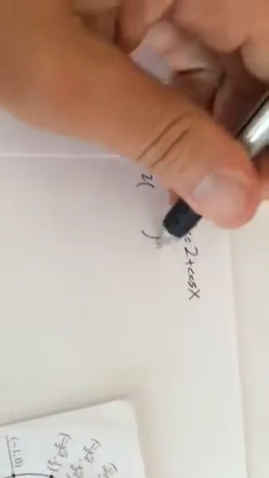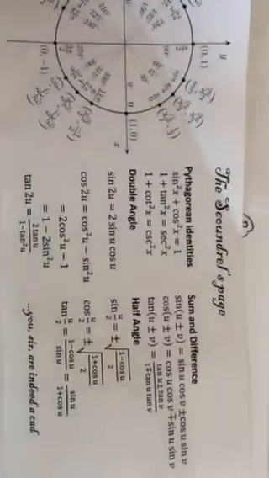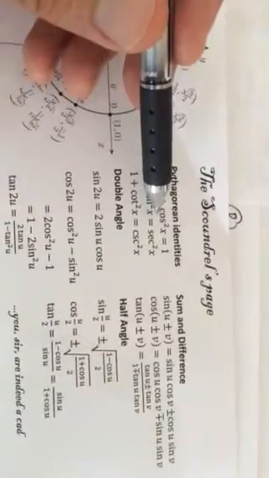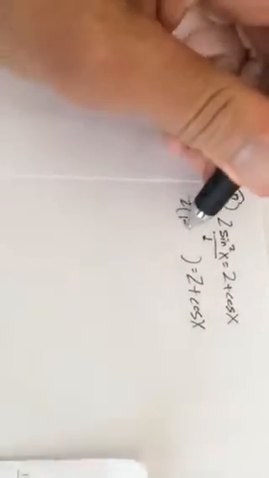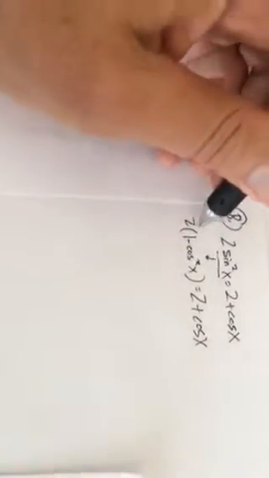So it's 2 times whatever sine squared is in terms of cosine equals 2 plus cosine x. So if I look at my Pythagorean identities, sine squared is 1 minus cosine squared. So I'm going to plug that in. So this is equivalent to 1 minus cosine squared x. So notice now everything's in terms of cosine. It's going to be a lot easier to solve.